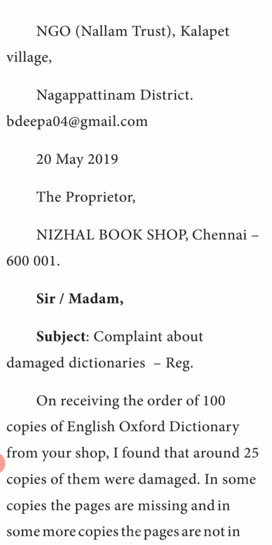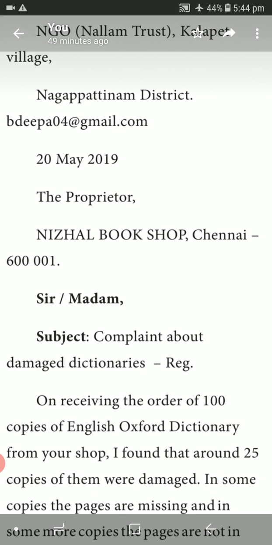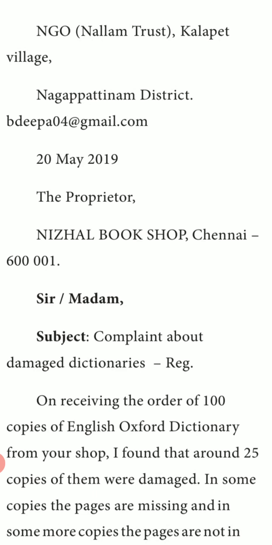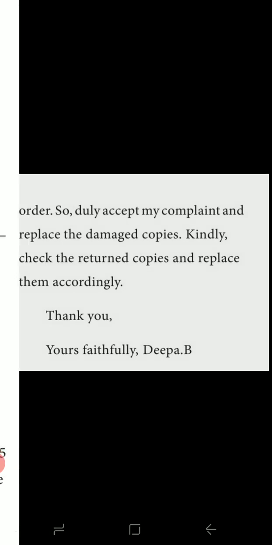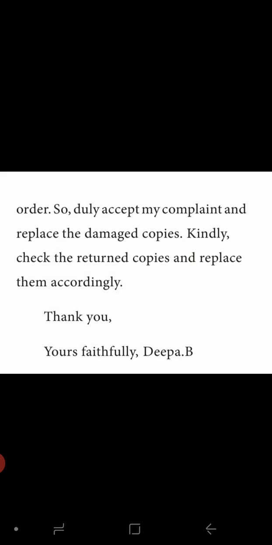On receiving the order of 100 copies of English Oxford Dictionary from your shop, I found that around 25 copies of them were damaged. In some copies the pages are missing, and in some more copies the pages are not in order. So, kindly accept my complaint and replace the damaged copies. This is the content, the body of the letter. She asked to replace the damaged dictionaries.